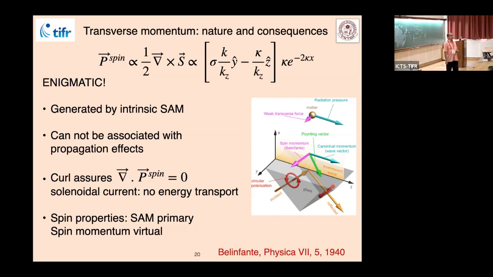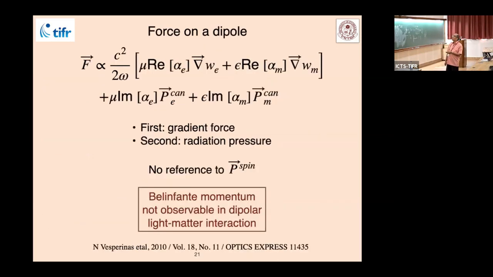Whereas when you talk about the transverse spin, the spin momentum, this Belinfante momentum, since it has this enigmatic character, at least Belinfante used to call it a virtual quantity. He used to believe that it cannot be directly measured. Okay. So that is the next point.